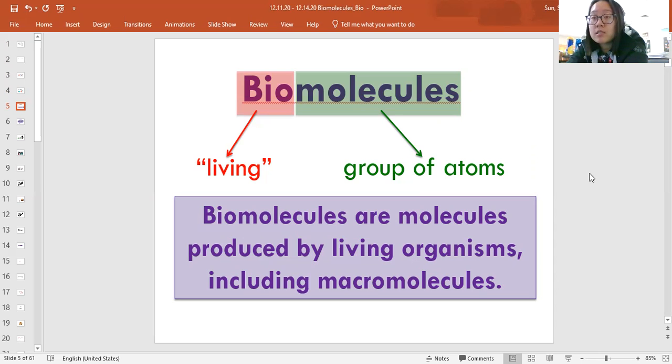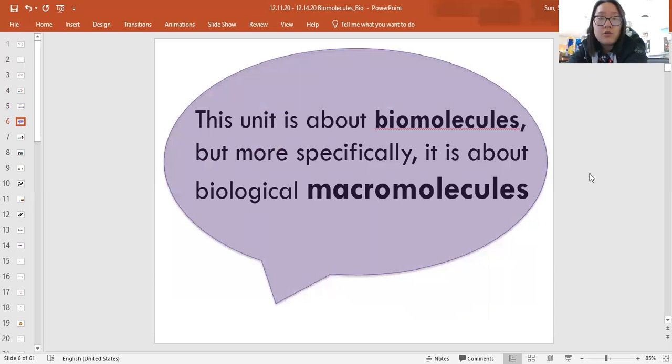So they're produced by living organisms, and then they're also consumed by living organisms. So they're in this never-ending cycle of being used and made and used and made. But they're not created out of nowhere. They're created using broken down versions of other chemicals or other molecules. So this unit is going to be about biomolecules, but more specifically, we're going to be talking about biological macromolecules.